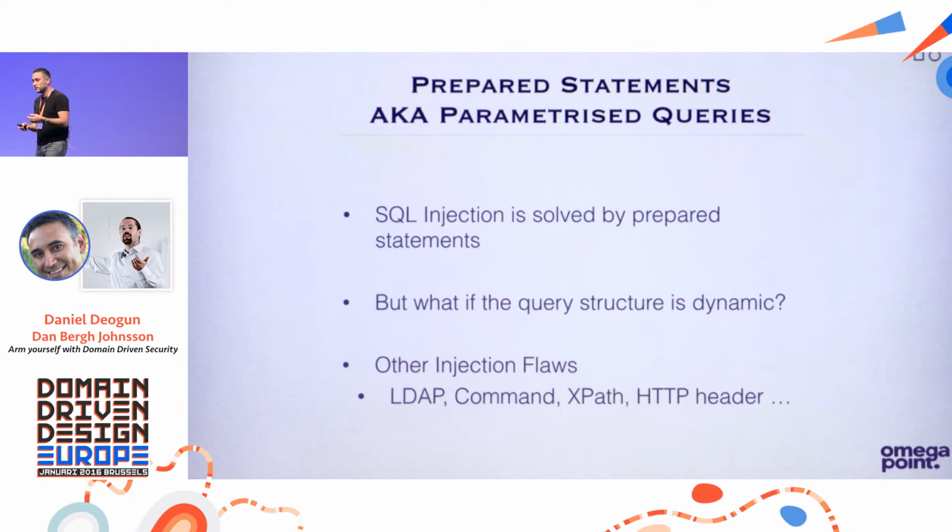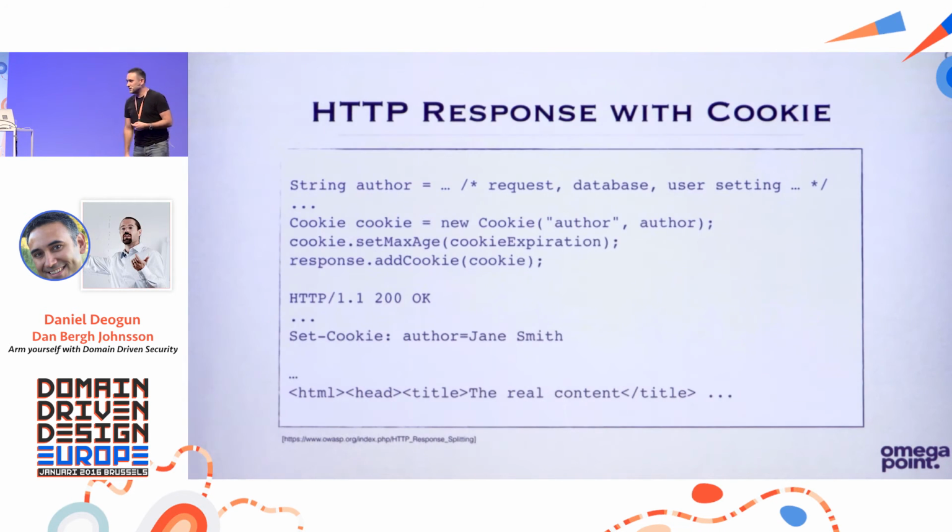You can inject a lot of things. It could be LDAP, command, XPath, HTTP header. HTTP header. That's pretty interesting thing. HTTP header. Dan, please explain what that is. You can actually inject stuff in an HTTP header, in the response of an HTTP. I think that's a pretty neat example of how injection is not just about prepared statements. So you all know what the cookie looks like. You have some kind of API where you create a cookie and you push it onto the response, basically.